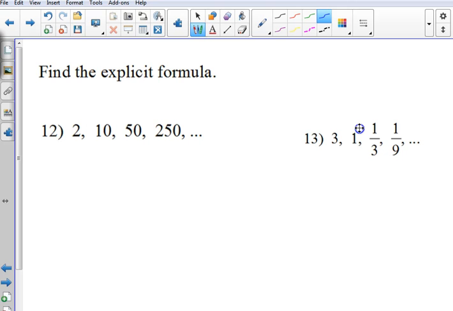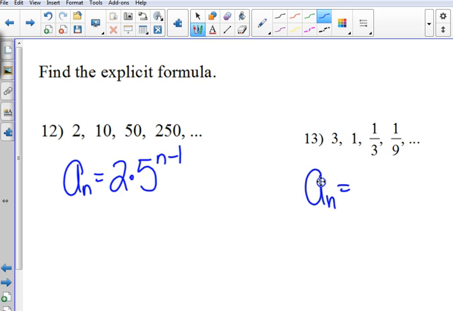Find the explicit form. Which one do you want to do? 12? We can do both. I don't care. A sub n equals what? First term, 2, r, 5, n minus 1. So I'm going to write 10 to the n minus 1, right? Only if I want to get it wrong. Okay. Can anybody do this one real quick?